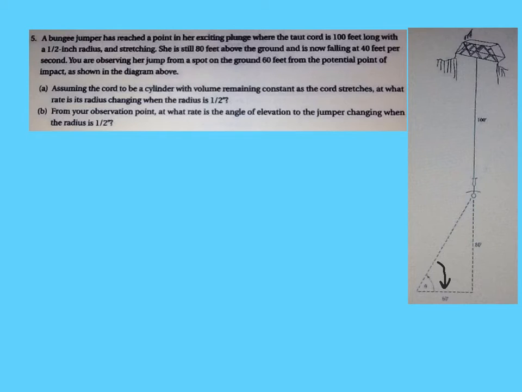So we're looking at this angle in here as the bungee jumper falls. All right, so again, it's a related rate, but now we're looking for an angle. So I need something that relates this angle to my sides that were given. So that is tan theta will be opposite over adjacent.